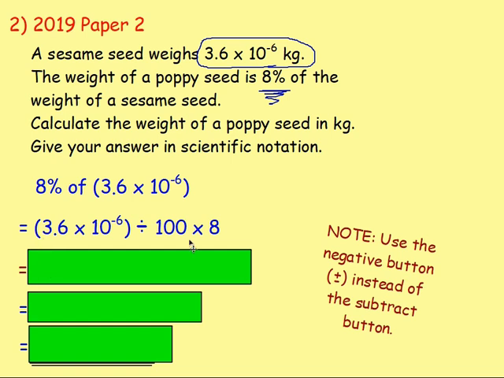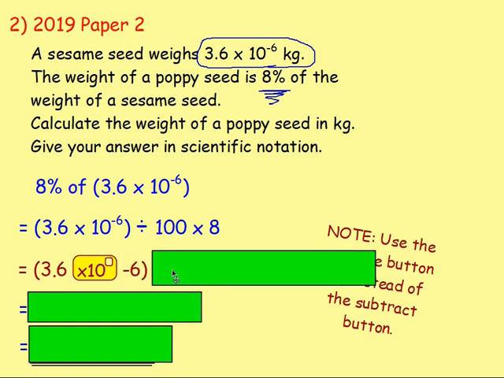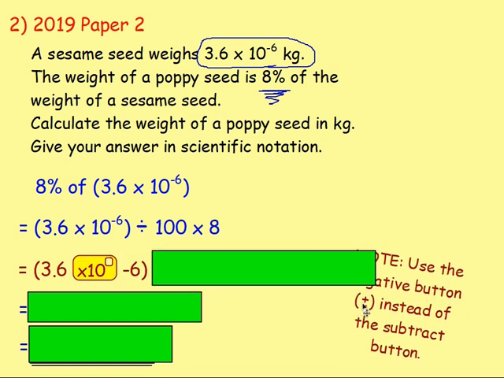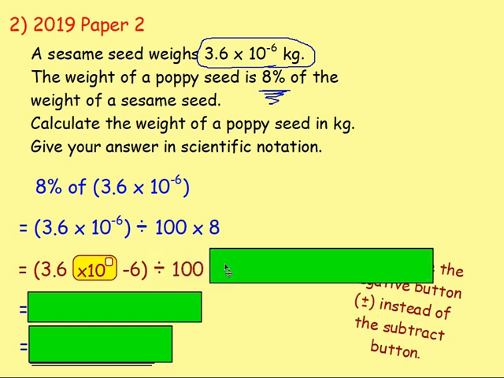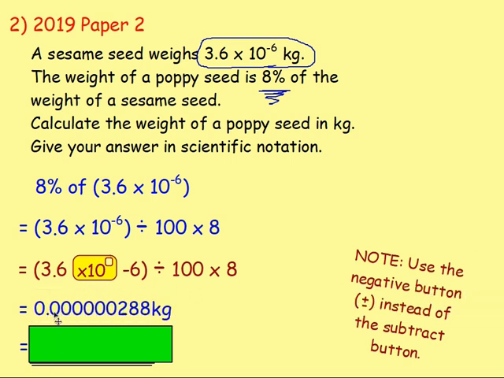Once again, on your calculator, if you do it this way, you will be typing in 3.6, then the times 10 to the power of button, or that wee hat button, or the EXP, whichever way you do it on your calculator, and then the negative 6. As I'm saying here, you might want to use the plus minus button instead of the subtraction button, but see what works in your calculator. Divide by 100 and times by 8. If you key that in, you end up with 0.000000288 kilograms. But we are asked to give our answer in scientific notation / standard form.